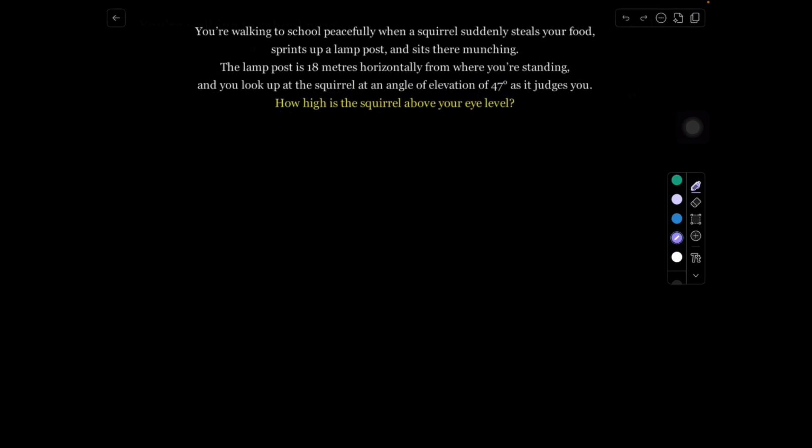So let's draw this. Let's draw the lamppost that the squirrel has climbed, and let's put a little dot for where you are. Okay, that's where your eyes are. Now it says you look up at an angle of elevation of 47 degrees. Now this is really important for you to pay attention. Similar to before with the angle of depression, where it's from a flat line, that was how much you had to look down, and that was the angle that was formed. With the angle of elevation, it's how much you have to look up from looking straight ahead. So you have to look up 47 degrees to see the squirrel on top here.